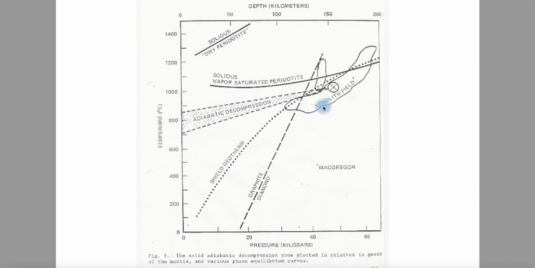We have to bring the diamonds very fast back to the surface, otherwise they become resorbed. Here we have the shield geotherm again, that is also very good. And here the boundary between the graphite and the diamonds. We are lying here perfectly inside, fulfilling the conditions for the formation of diamonds.